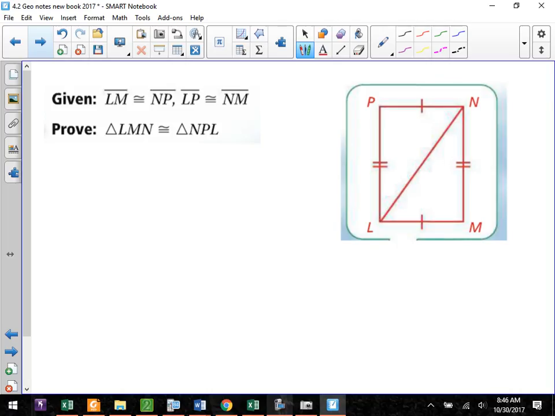For example, let's do this two-column proof. Okay. We have a given, a proof statement, and a diagram. What I want to do is walk you through how we set it up and how we write it out.